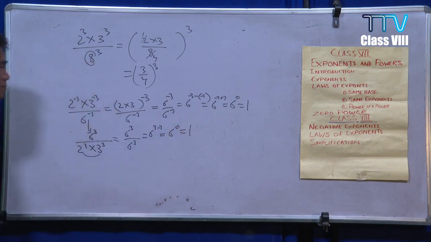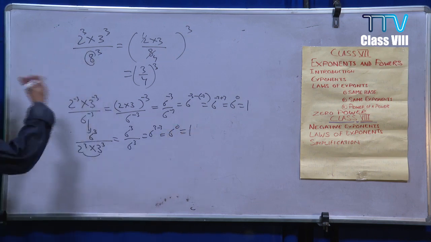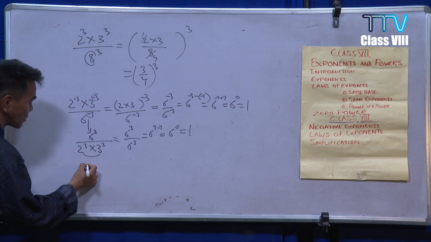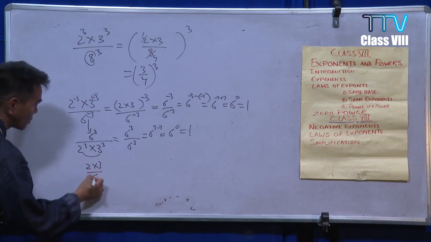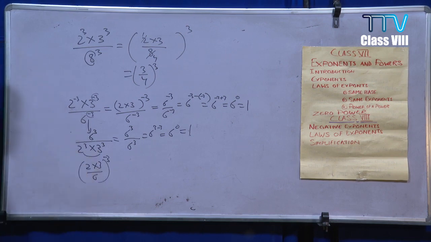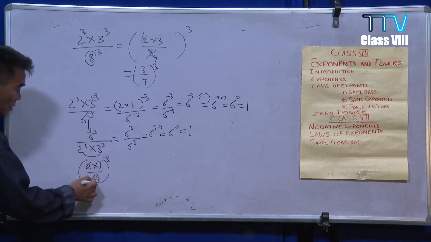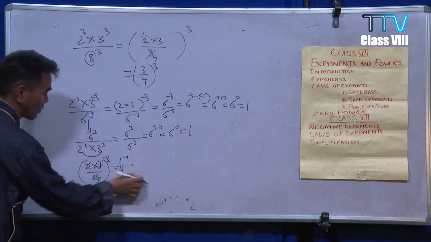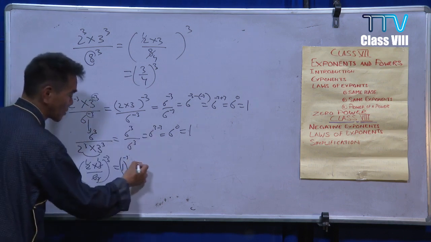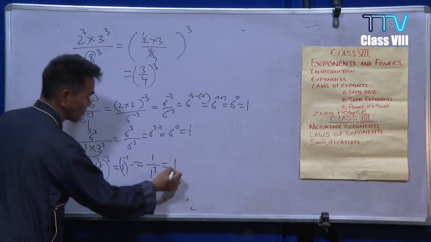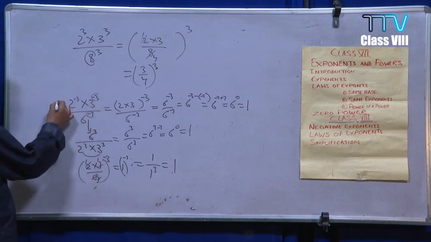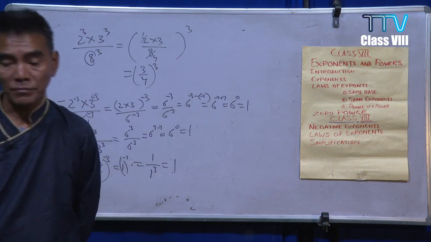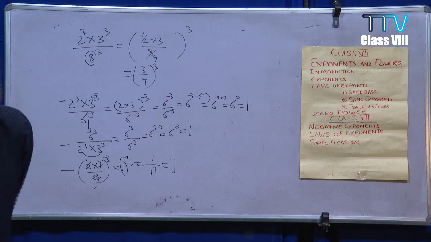Which is equal to 1. 2 multiplied by 3 gives 6, power negative 3. 2 to the power negative 3 times 3 to the power negative 3, divided by 3 to the power negative 3, is the power negative 3 denominator. Which is equal to 1.